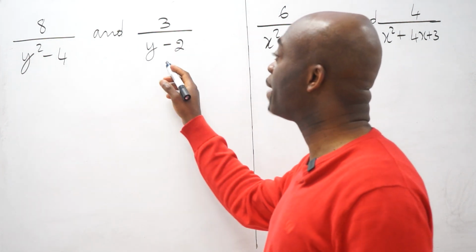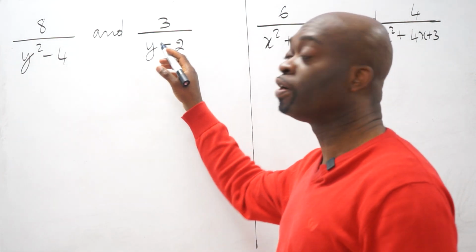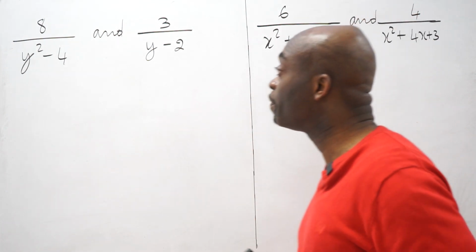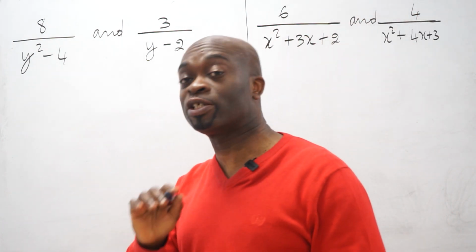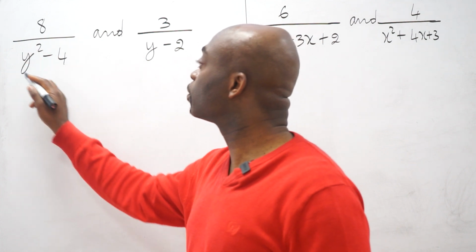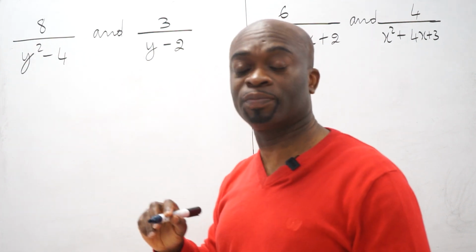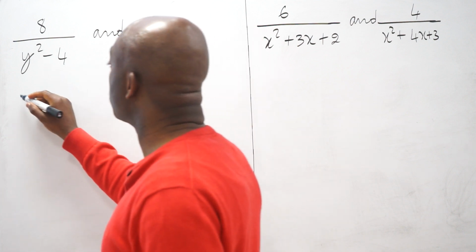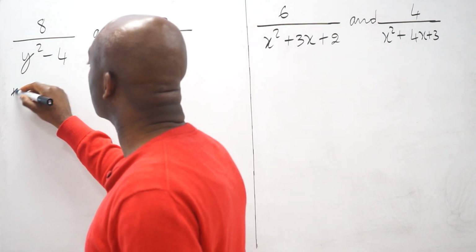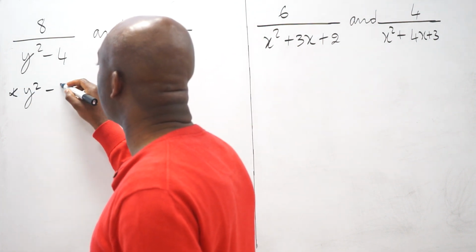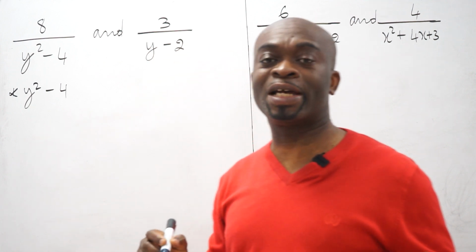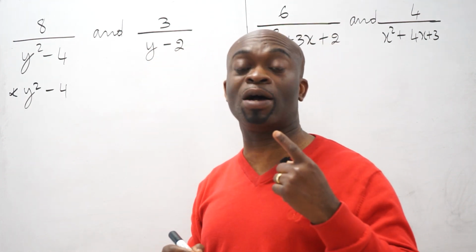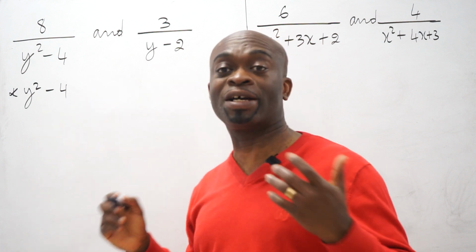Finding lowest common denominators for these two fractions, or rational expressions, the same thing for the second problem here. Like we said before, it's only about looking at the denominators. We are not adding, we are not subtracting yet. So we take the first one, which is y squared minus 4, and the first thing you always have to think about is, can I factor it?